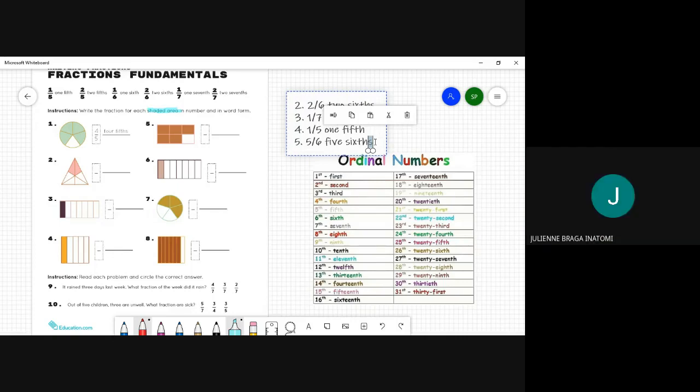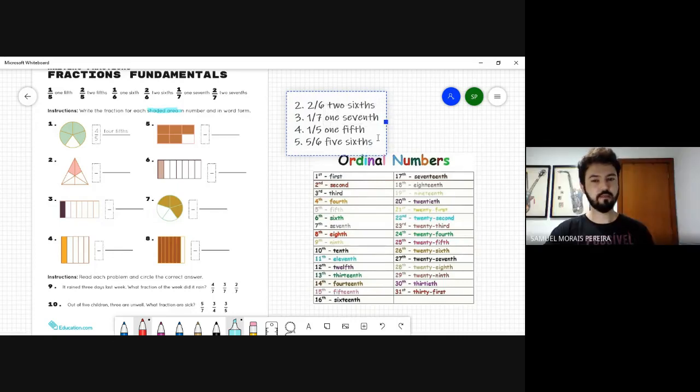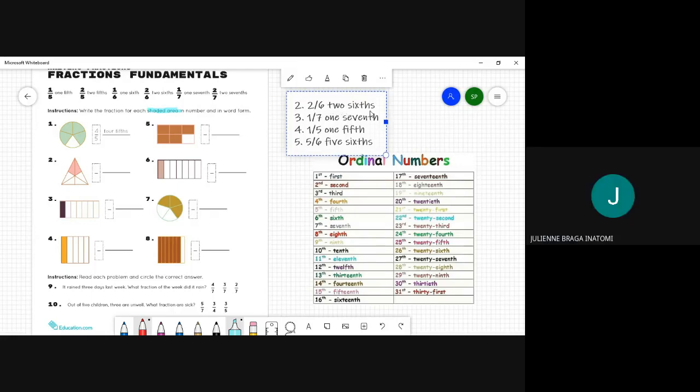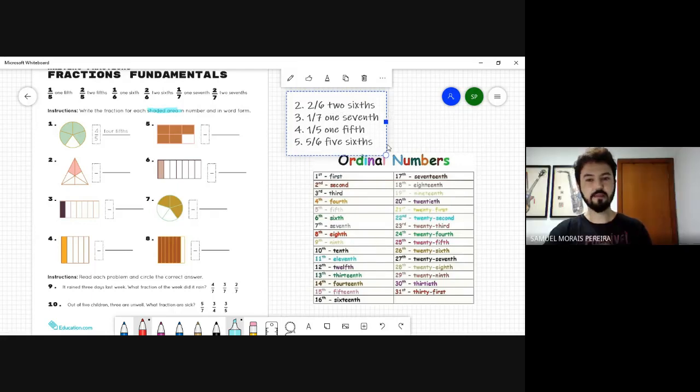No S. No S? No, it's com S, ó. Lembra, quando em cima é 1, a gente não põe S nenhum, tá vendo? Sorry. But, okay, that's no problem. But pay attention, when the number which is above the line, quando o número de cima, ó, the number above the line is plural, the other one has to be in the plural too, tá vendo aqui, ó? Toda vez que em cima é maior que 1, ó, 2/6, 5/6, ok?